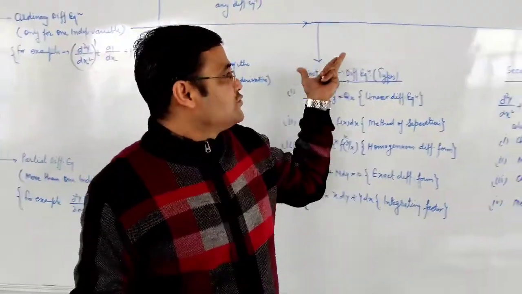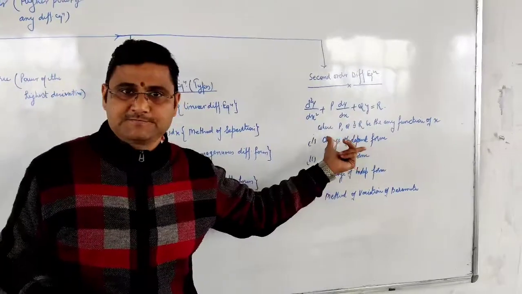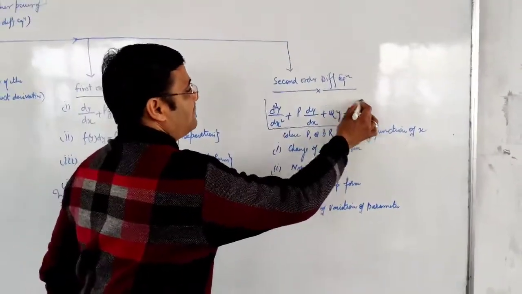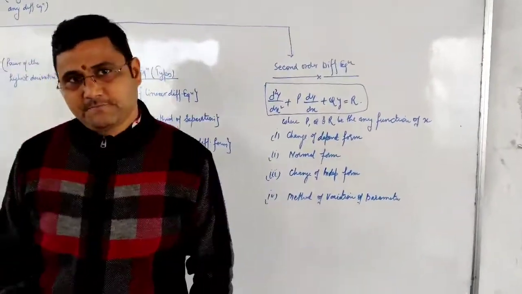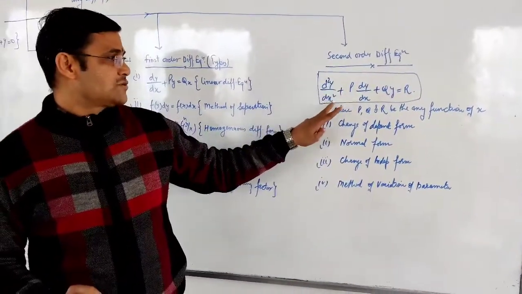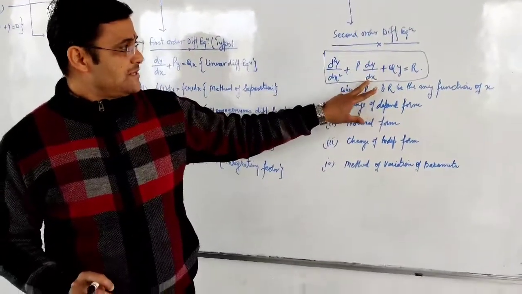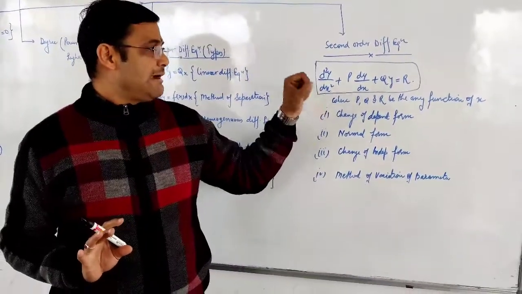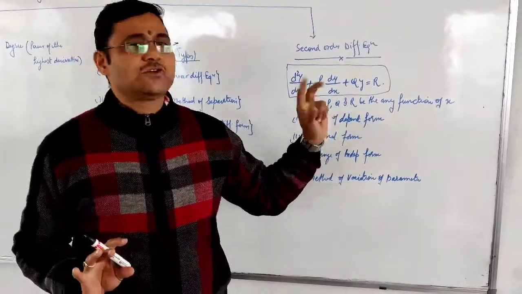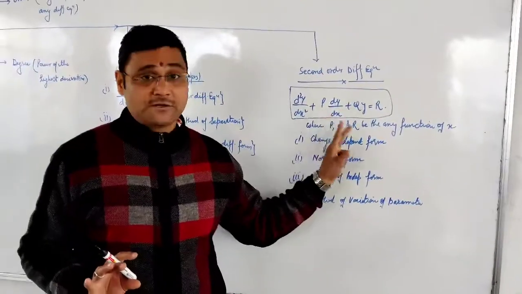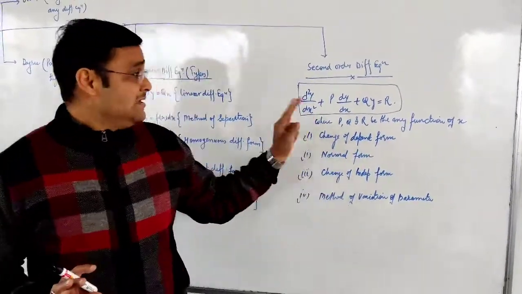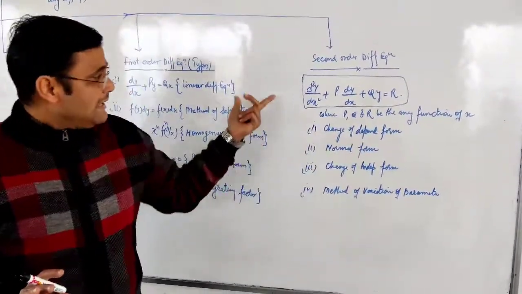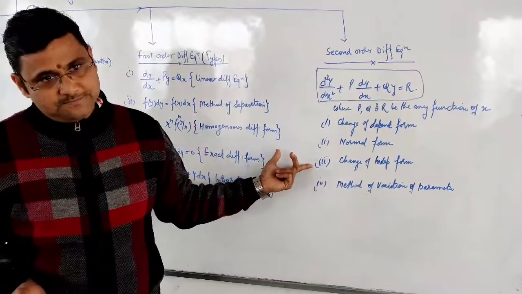Now we introduce the second order differential equation. The main important part, the form of second order differential equation, is d2y over dx square plus P dy over dx plus Qy is equal to R, where P, Q and R are any functions of x. This is the important part of second order differential equation. P and Q must be in the form of x only.